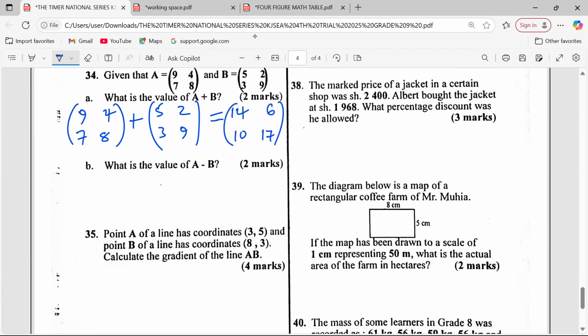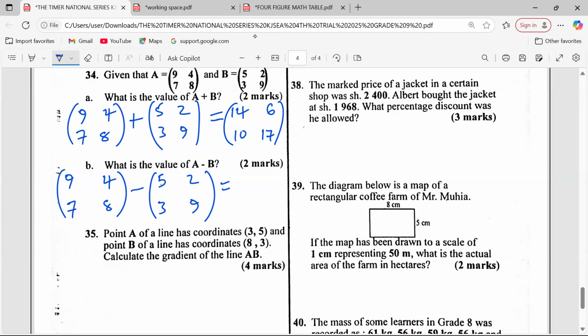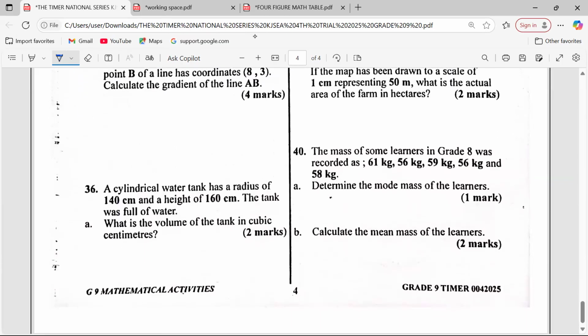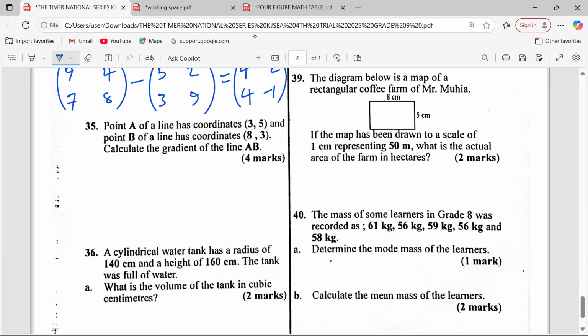Then in part B, what is the value of matrix A minus B? So again, 9, 4, 7, 8 minus 5, 2, 3, 9. We subtract elements in corresponding positions. 9 minus 5, we get 4. 4 minus 2, we get 2. 7 minus 3, we get 4. 8 minus 9, we get a negative 1. So this is now the final answer for part B. Let's check number 35.